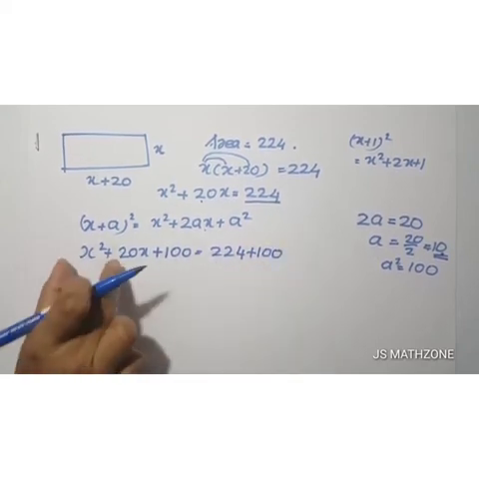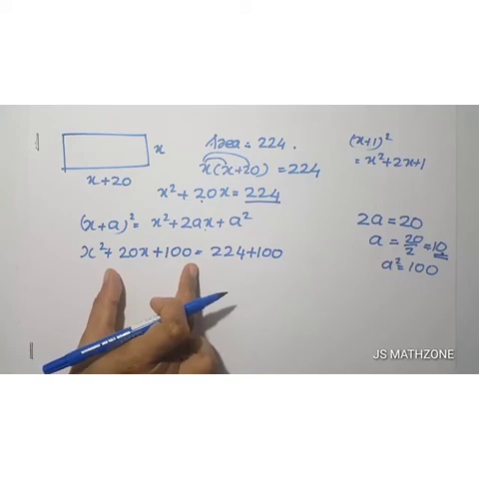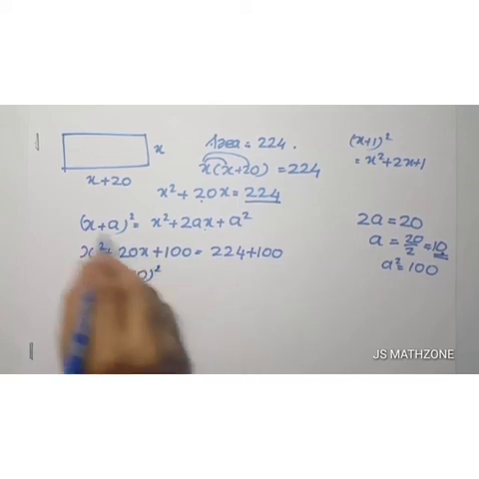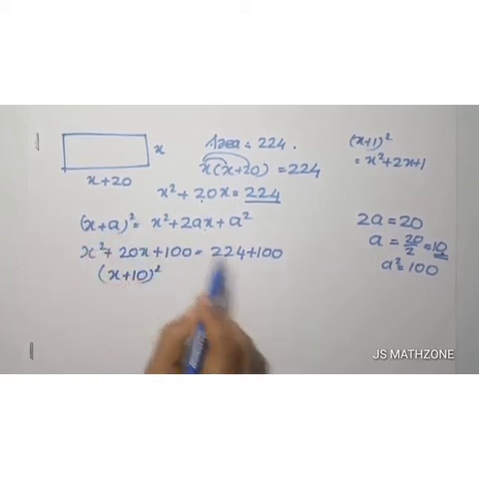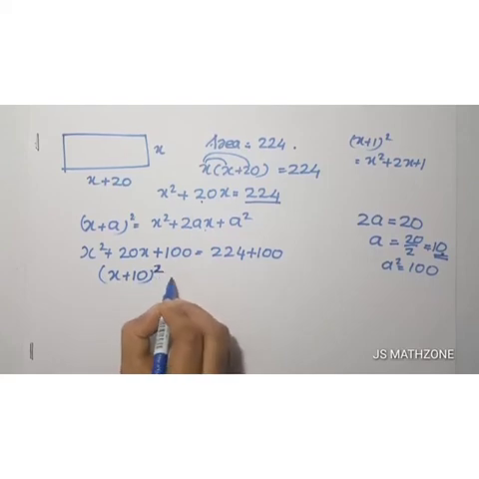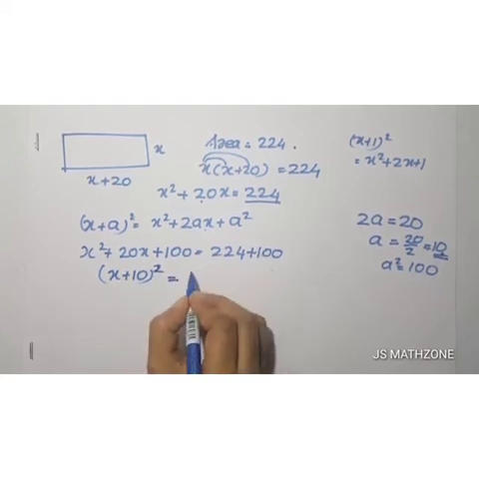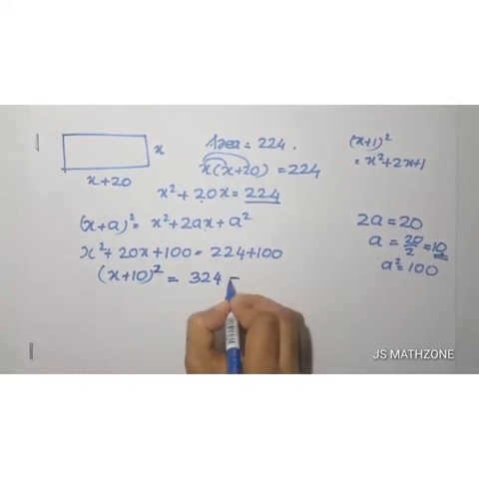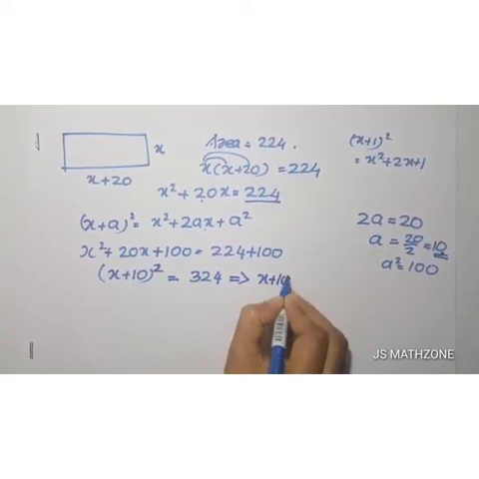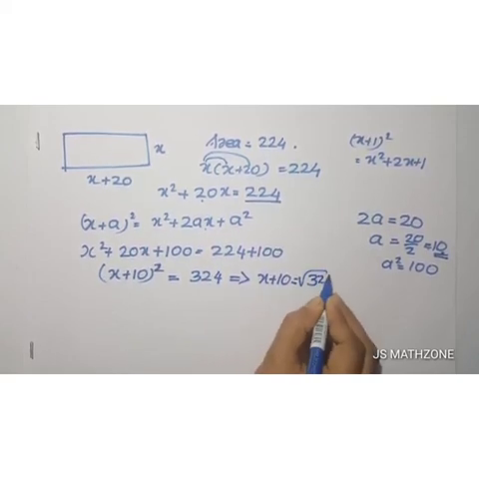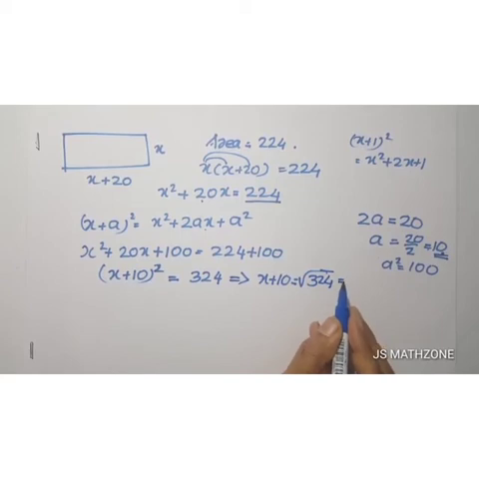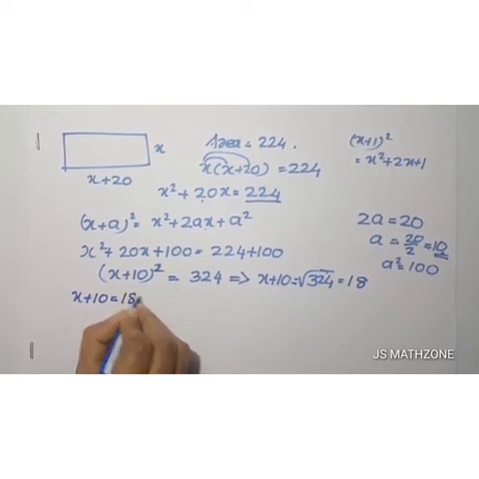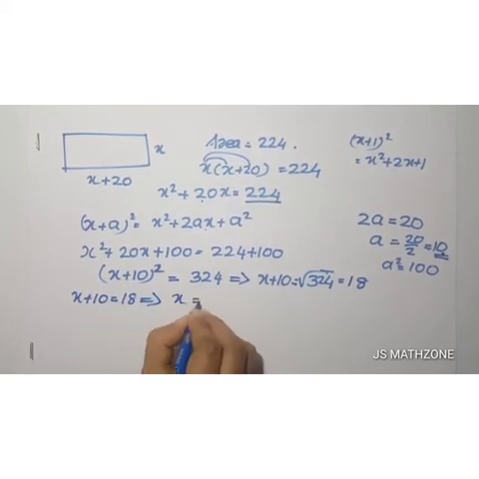x square plus 20x plus 100 is equal to 224 plus 100. That is the expansion of x plus 10 whole square. x plus 10 whole square is equal to 324. 224 plus 100 is 324, isn't it? What is the next step? x plus 10 is equal to root of 324. Root 324 is 18. Thus x plus 10 is equal to 18. Then how much is x? x is equal to 18 minus 10, that is 8.